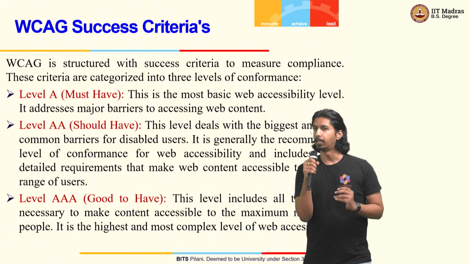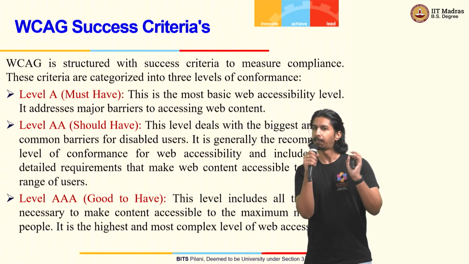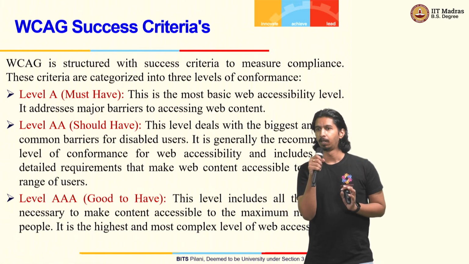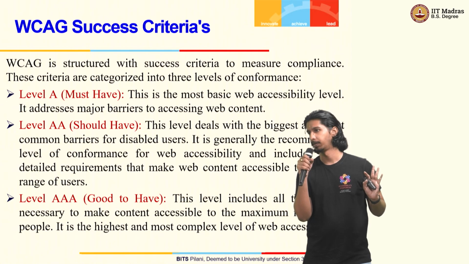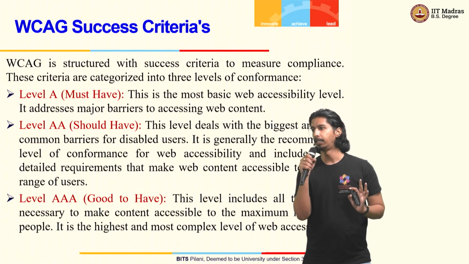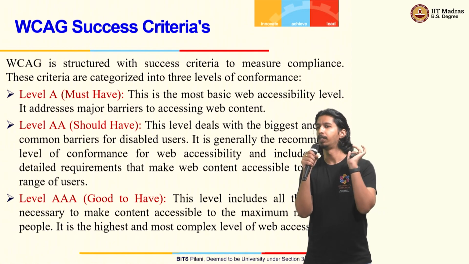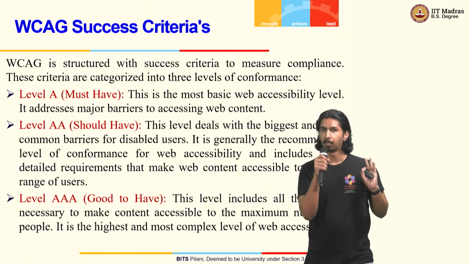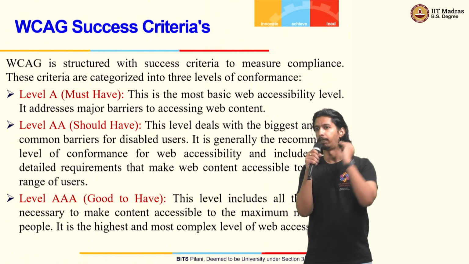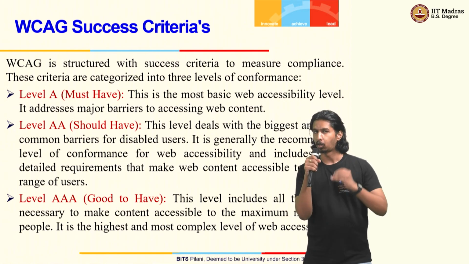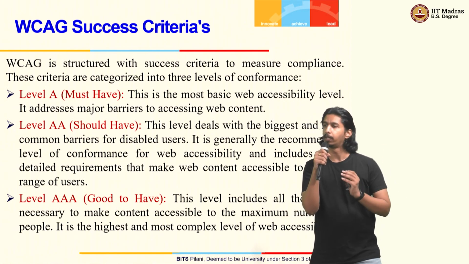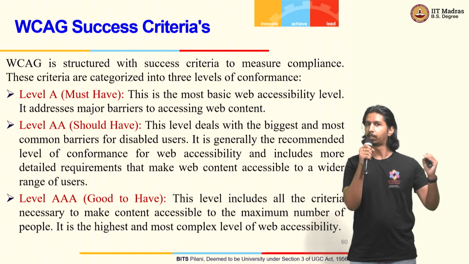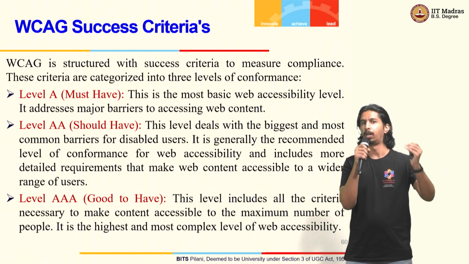Level A means it is must have. It is having only 20 plus guidelines. You have to follow these 20 guidelines. If you don't follow these 20 guidelines, it means your website is miserable. Definitely it is going to impact some users, and definitely you are liable for legal action. These level A guidelines should be definitely satisfied. On top of that, you have level AA. It is should have, like, first you satisfy all the level A, then you go to AA.